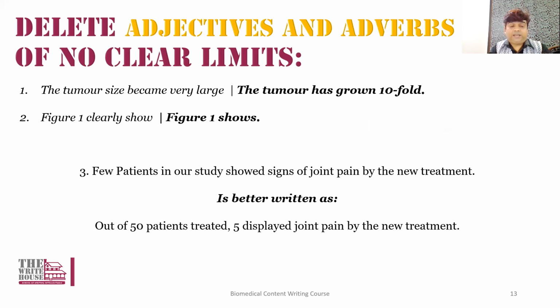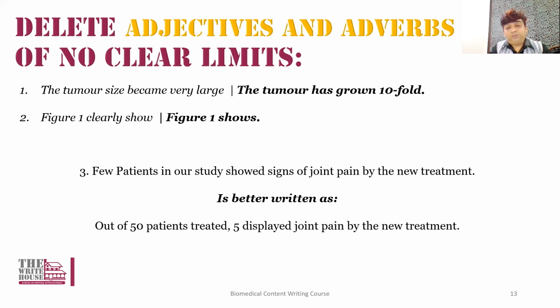Now just see examples of these kinds of sentences where the reader gets misguided. First example: the tumor size became very large. As a reader, if you're a doctor, you will definitely ask, how much large? What is large? What is the size of that tumor so that I can call it large or small compared to something? If you're saying something is large, it must have some kind of comparison.